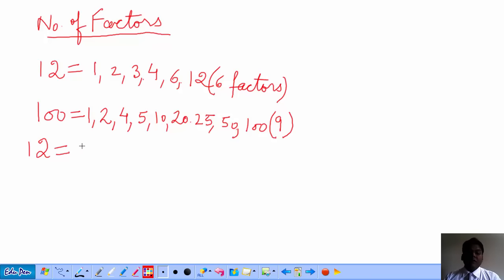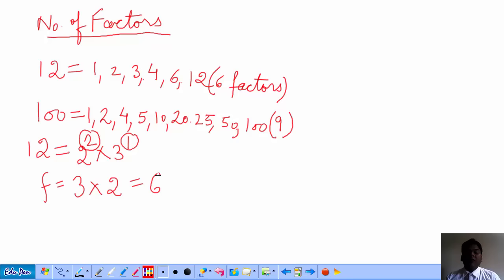Let's factorize 12 into its prime factors. So can I write 12 as 2 square into 3 to the power 1? Of course I can. So if I factorize 12 as 2 square into 3 to the power 1, how do I use this factorization to find out the number of factors? Now look very carefully. What is the first power of the first prime factor? 2. Increase it by 1. What do you get? 3. What is the next prime factor? 3. But what is the power? 1. Increase it by 1. 2. So the value of the prime factor does not matter. What matters is the power of the prime factor. If you increase it by 1, you get 3 into 2, 6.